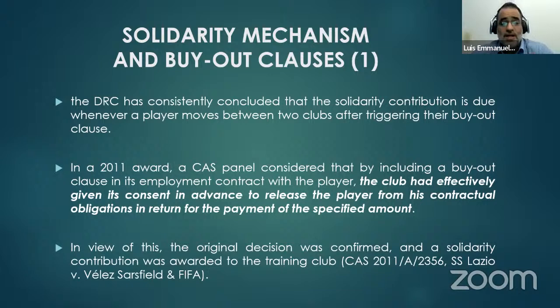So now in the award that we just pointed out, the CAS panel considered that by including a buyout clause in its employment contract with the player, and this is very important, the club had effectively given its consent in advance to release the player from his contractual obligations in return for the payment of the specified amount. In view of this, the original decision of the DRC was confirmed and a solidarity contribution was awarded to the training club.